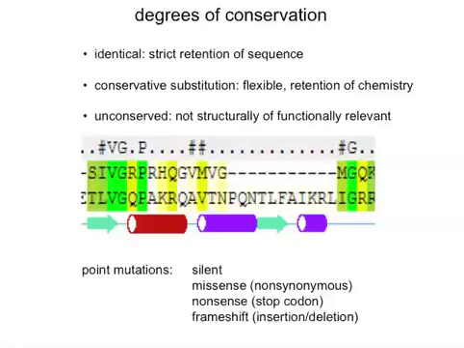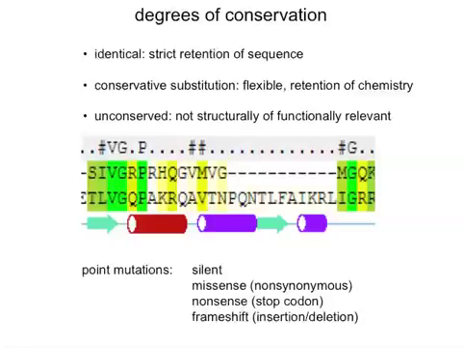So we can then compute a degree of conservation between two sequences, and we can say, well, we got an identical sequence. Those have strict retention of sequence. Usually the identity is going to be restricted to certain parts of the protein and not others, perhaps. But we'll also have conservative substitutions. As I said, we can be flexible in what kinds of substitution we can carry out as long as we retain the proper chemistry. There are sequences that will be unconserved, and apparently there are no structural or functional relevance to these regions of the sequence in which we see no conservation.